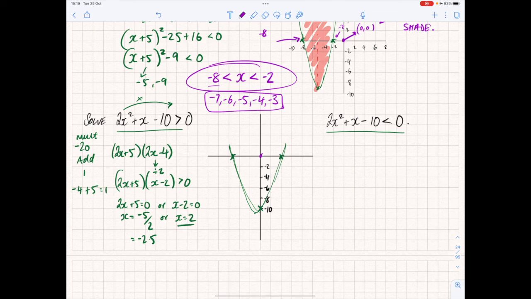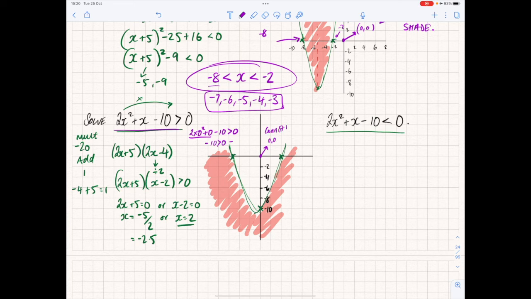I now choose this point. Okay, so this point here, 0, 0 again, and I substitute in 0 to this equation. So 2 times 0 squared plus 0 minus 10 is greater than 0. So that will give me 0. Is -10 greater than 0? No. Okay, -10 is not greater than 0. So therefore, this part cannot be shaded. So for me, what I now need to do is shade outside the parabola, because -10 is not greater than 0, and therefore that point cannot be shaded.